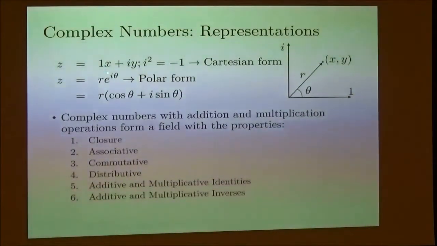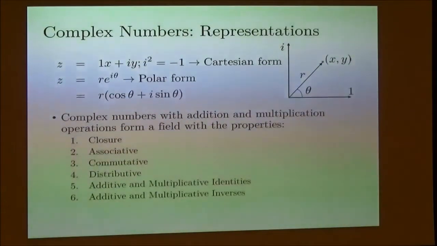This is a well-known polar form, where we can write z as r times e power i theta. r gives you the magnitude of the vector, and theta gives you the orientation. So if you expand e power i theta using Taylor series expansion, you get this. And again, this matches well with this, because r cosine theta is nothing but the projection of this vector on one axis, and r sine theta is the projection along the i hat direction.